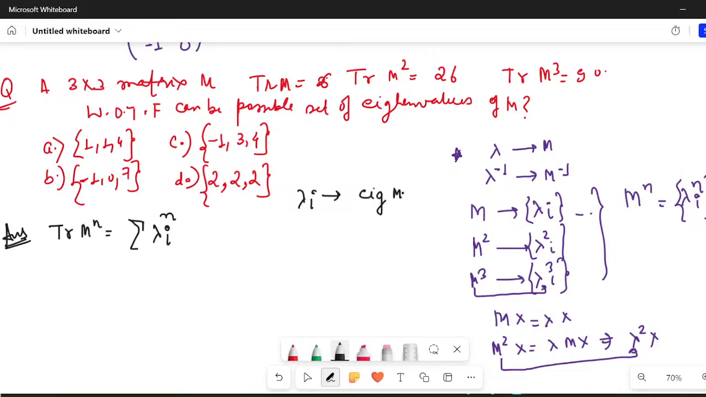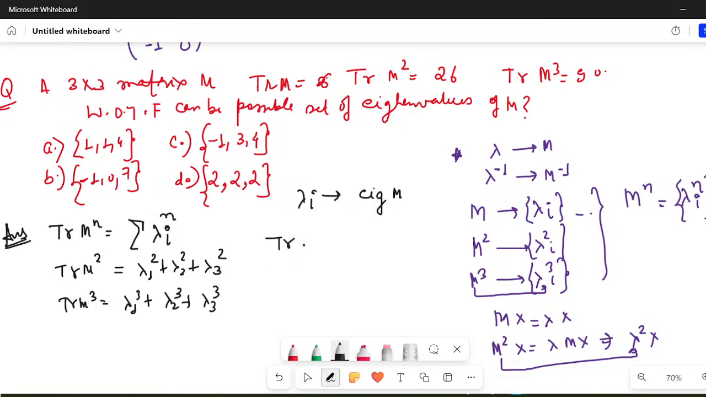Lambda i are the eigenvalues of M. Now I already know that the trace of M square would be lambda 1 square plus lambda 2 square plus lambda 3 square. Similarly, the trace of M cube would be lambda 1 whole cube plus lambda 2 whole cube plus lambda 3 whole cube. And what would be the trace of M? The trace of M would be lambda 1 plus lambda 2 plus lambda 3.